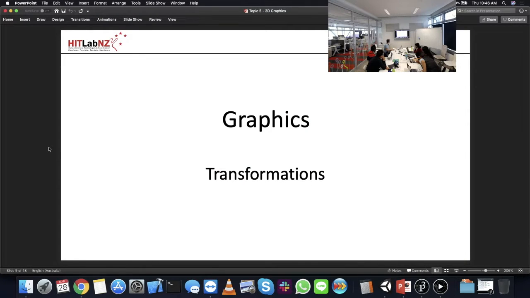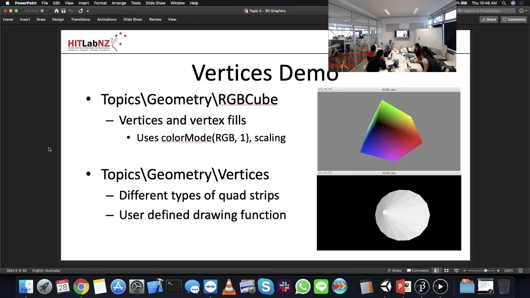Okay, so that's graphics primitives. I basically want you guys to understand that, in the same way that all matter in the real world is made up of atoms, everything in 3D graphics is made up of primitives, which are usually triangles, effectively.